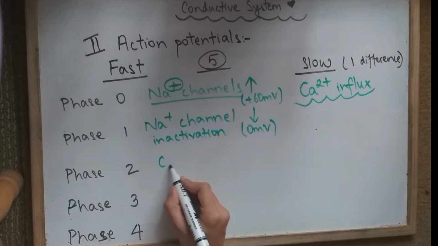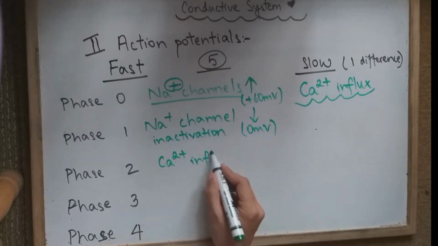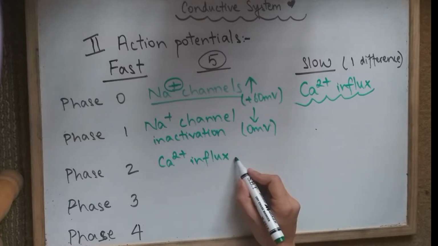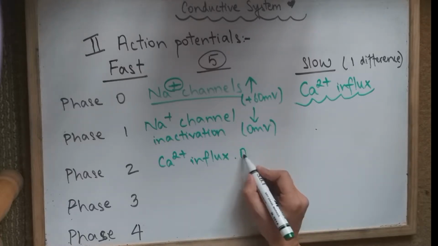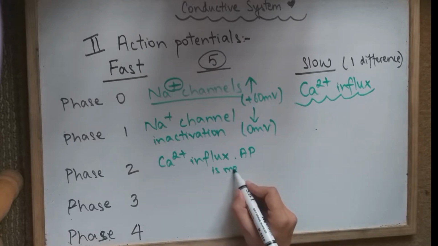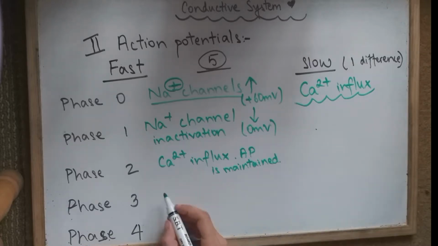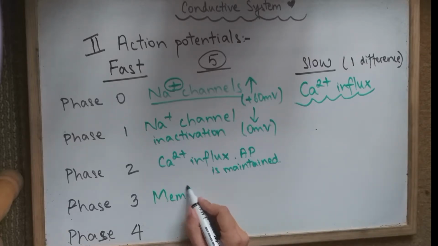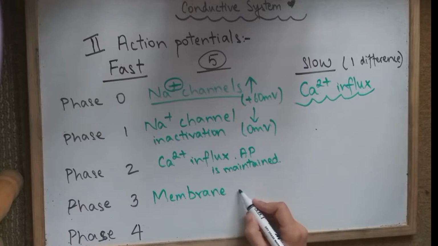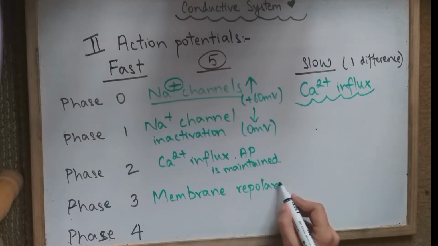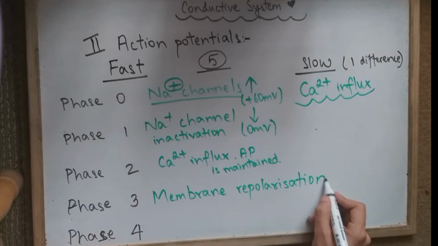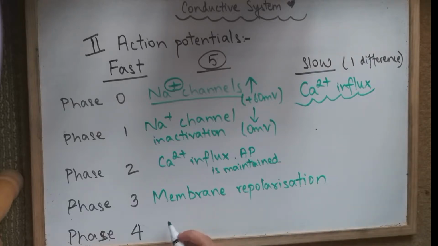In phase 2, we've got the calcium channels. So there's an influx of calcium, but that doesn't make it very positive. It just maintains the action potential. And in phase 3, we've got the period of repolarization. And from there, then we have a period of recovery in phase 4, where it goes negative from here because the potassium ions enter and sodium and calcium are gone outside.